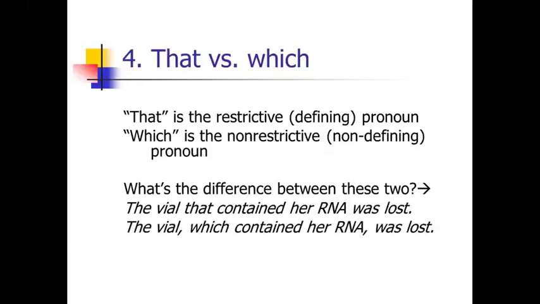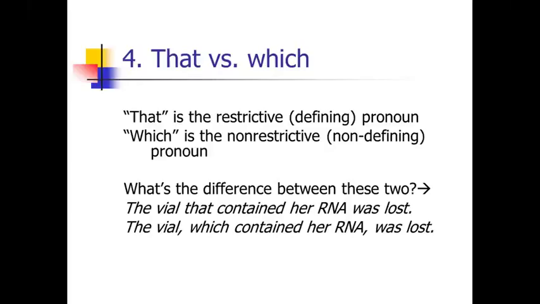Compare that with the following sentence. The vial, which contained her RNA, was lost. In that sentence, there's only one vial in question. Everybody knows what vial we're talking about, and what follows the which is just some extra information: the vial, which happened to contain her RNA, that's non-essential information, set off by commas, was lost.